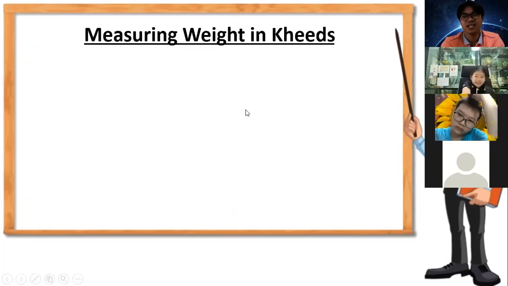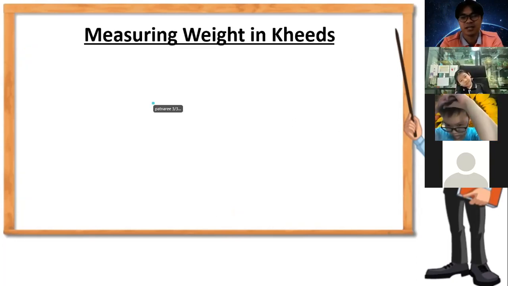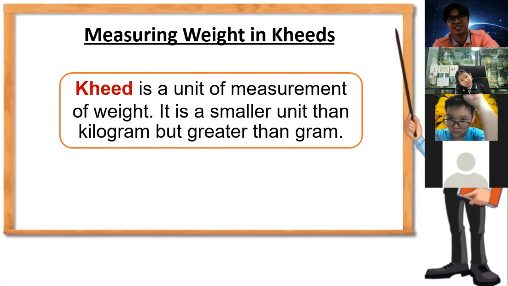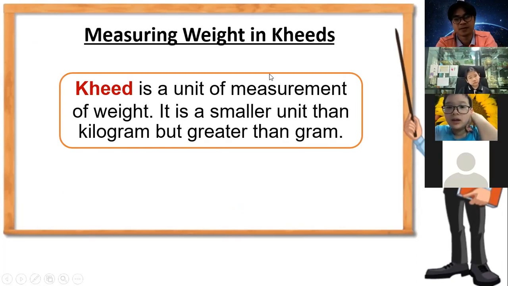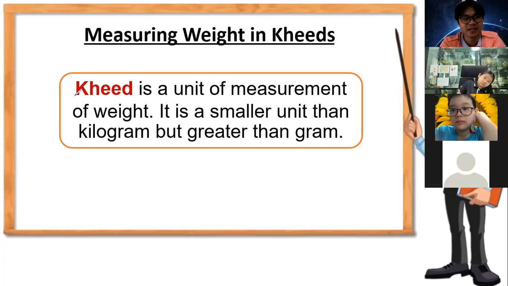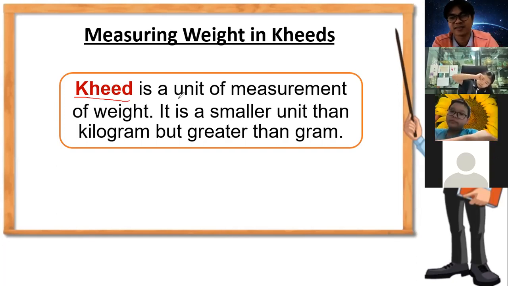Okay, these are the examples only. And now we will learn measuring weight in kids. So what is a kid? Can you read it? It is a unit of measurement which is smaller than kilograms but greater than grams. Okay, so the term kid used here in Thailand is a measurement of weight. You cannot use this for length.